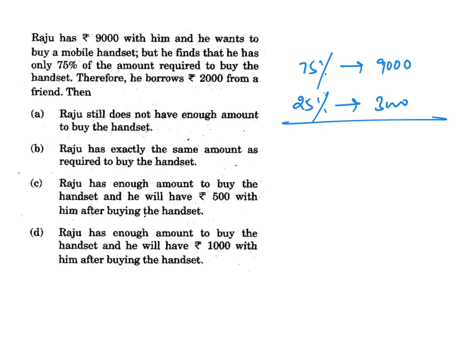Raju still does not have the amount to buy the handset. That is the first one, which is correct. Now look at the statements B, C, D also. Raju has exactly the same amount as required to buy the handset. This is wrong. Raju has enough money to buy the handset and he will have 500 with him after buying the handset. No. Raju has enough money to buy the handset and he'll have 1,000 with him after buying the handset. This is also false.